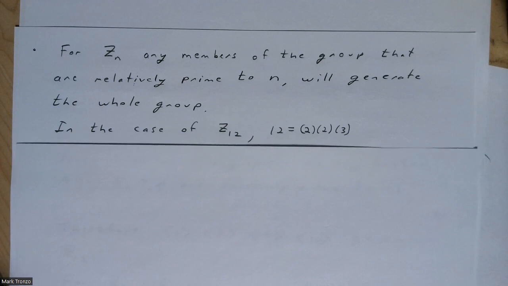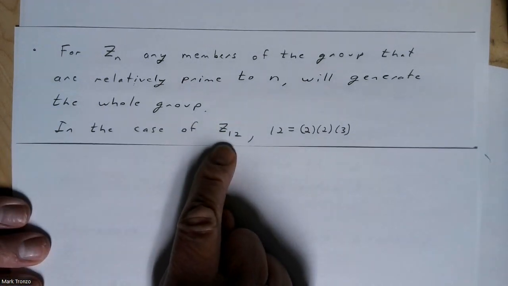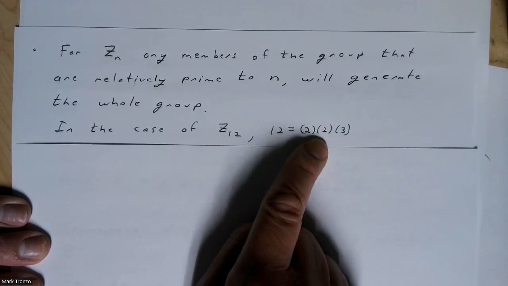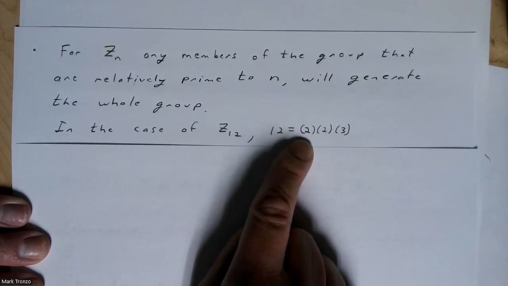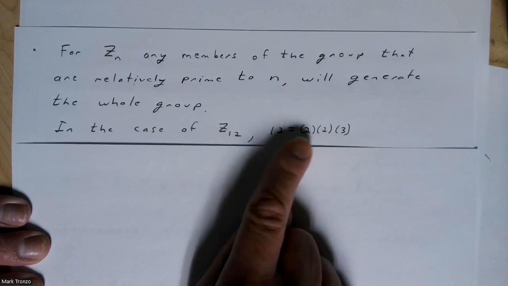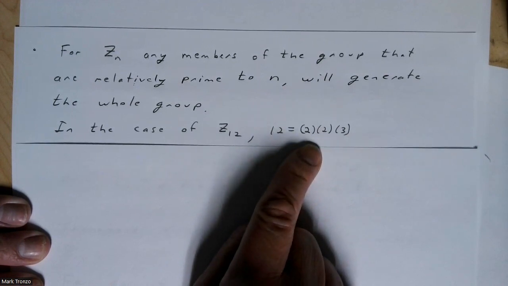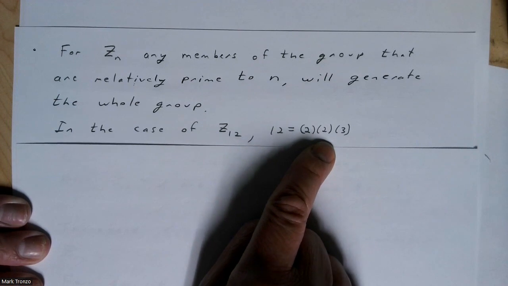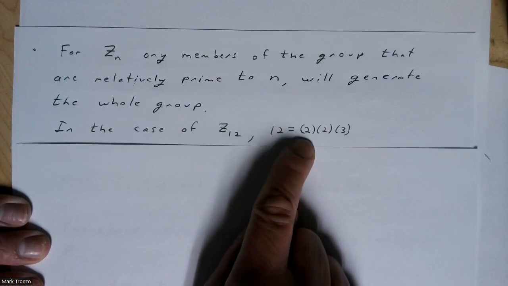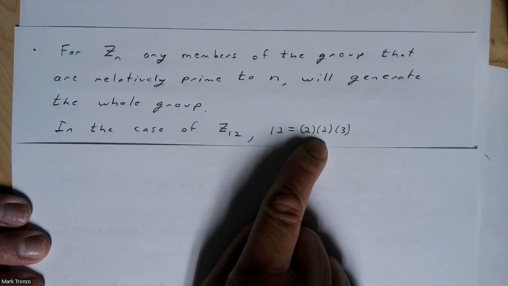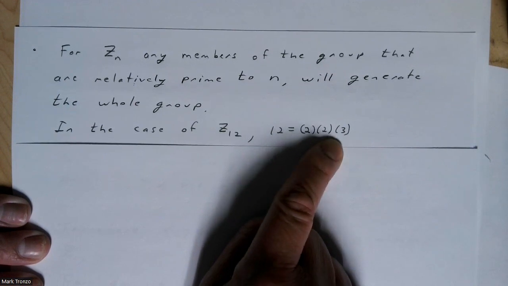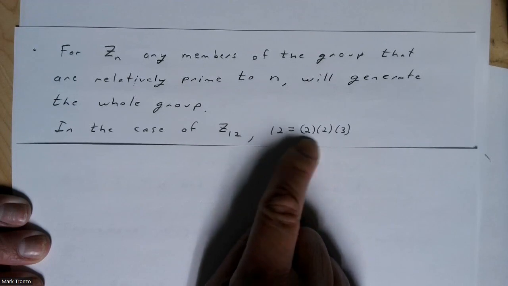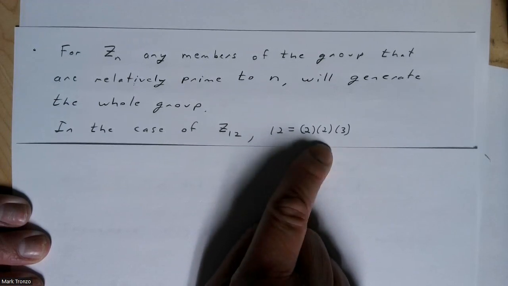And so in the case of Z12, if we factor it down as much as possible, its factors are 2, 2, and 3. So any numbers that don't have any factors in common with 12, if they don't have a 2 or a 3, then they're relatively prime to 12.